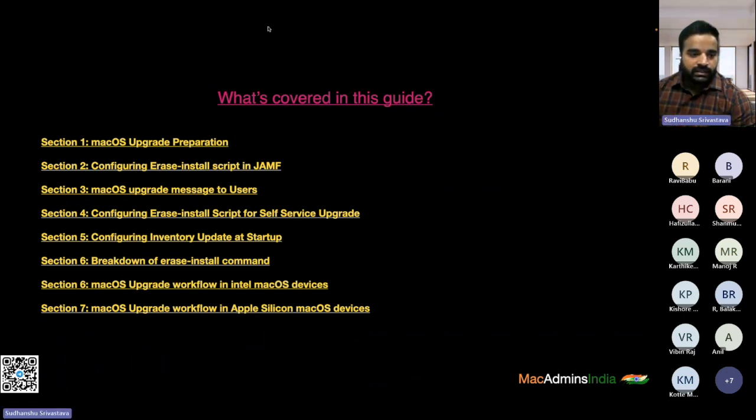The first five sections are basically the five policies we are going to set up in Jamf, and these five policies are going to work for your macOS upgrade process. Every section from 1 to 5 is interlinked with the next. If section 1 is complete, then only we implement section 2, then section 3, then section 4, then section 5. I will explain one by one.